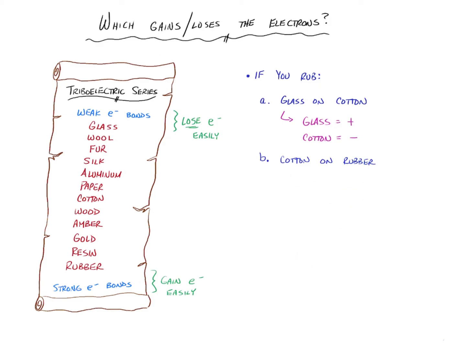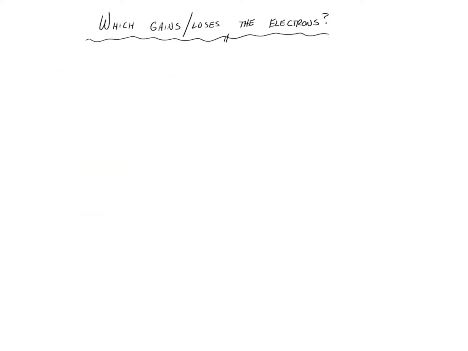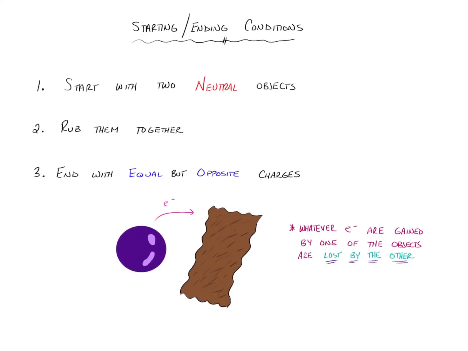In general, the general conditions for charging by friction, which I suggest you write down, are as follows. We generally start with two neutral objects. If they're not neutral to begin with and we allow them to make contact, they will probably transfer some electrons just by default because they have different amounts. That's a different form of charging called conduction, which we'll look at in the next video. So generally, to charge something by friction, you want to start with two neutral objects. You want to rub them together, and you will end with equal but opposite charges.